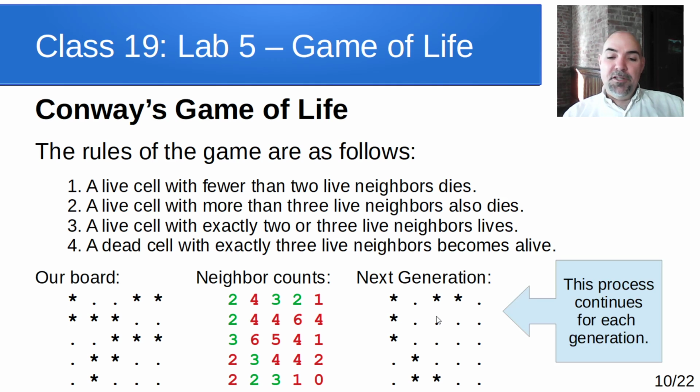That process would continue for every generation. So we'd go through this one, count up the neighbors for a cell, and then if it's alive, take this action. If it's dead, take a different action. And we would do that for every cell, for every row and column, and propagate this thing through time.